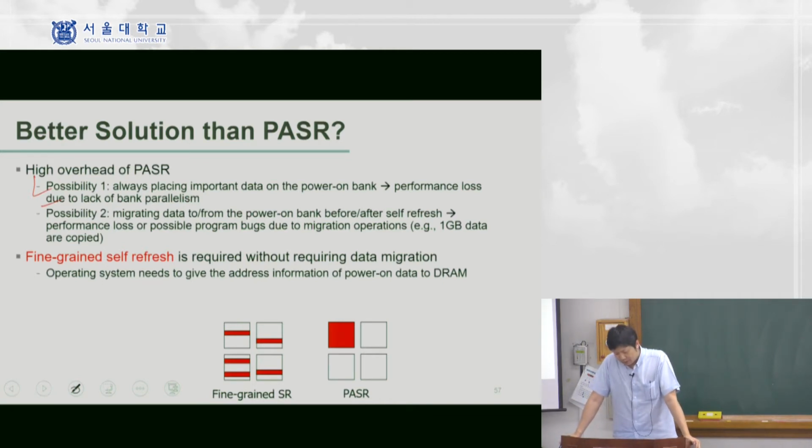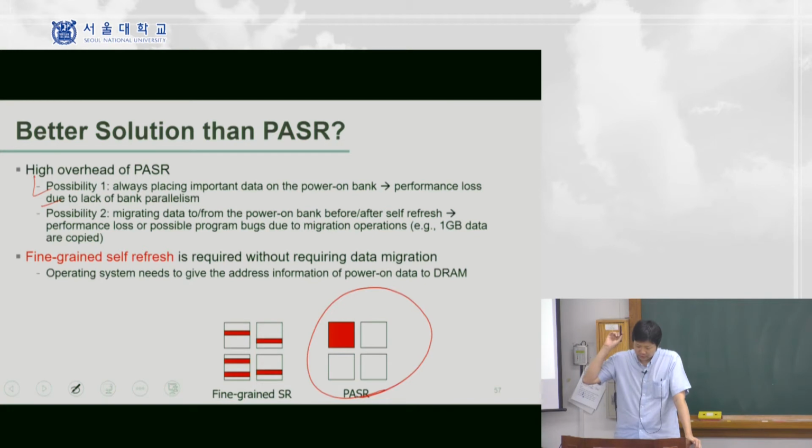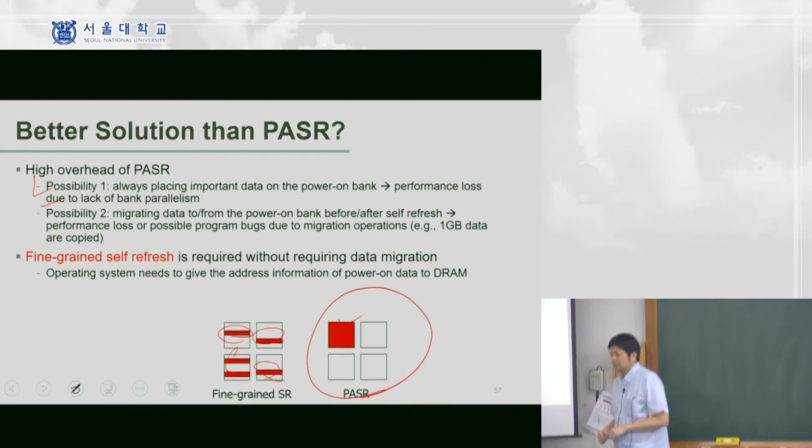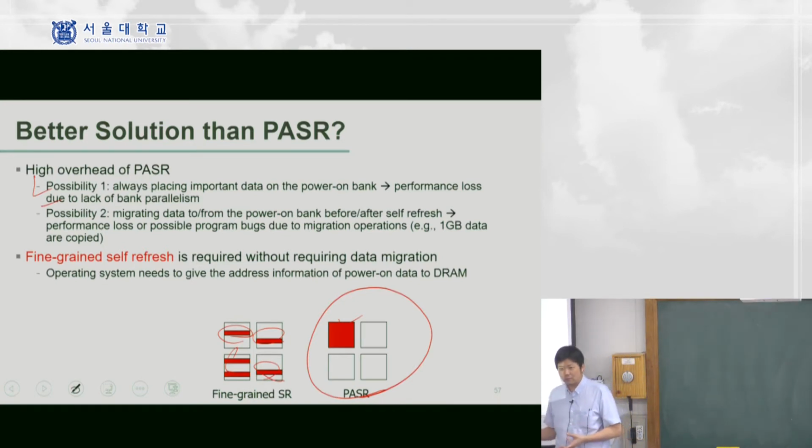So maybe an alternative solution could be a fine-grained refresh. This is PASR. Let's say we control this overhead at a very coarse granularity, at the bank granularity. But an alternative technique could be a fine-grained refresh. In this case, let's say you only refresh this row, this row, this row, this row. They may be physically distributed in different banks. But here another problem could be, what's the problem in this fine-grained refresh?